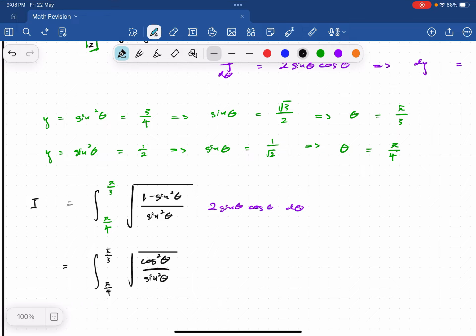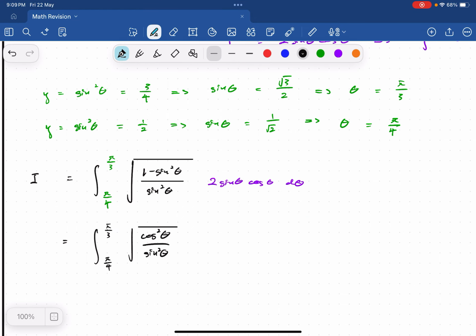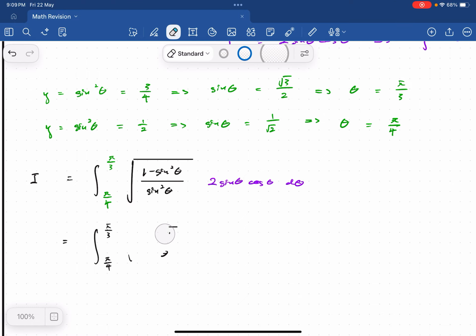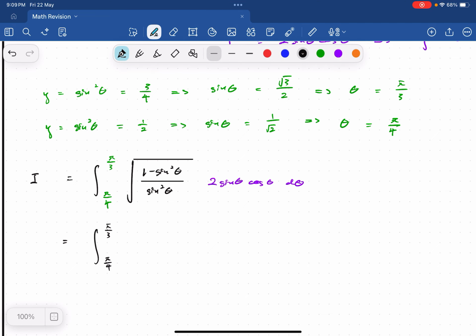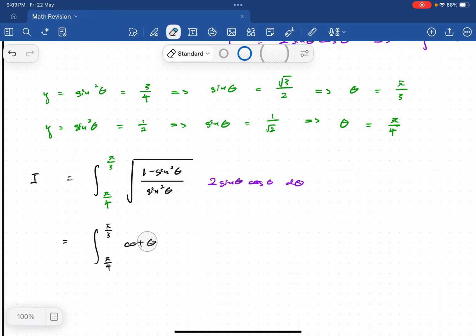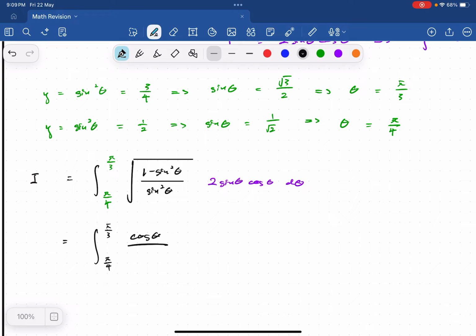So I'm just going to skip a bunch of steps now, and I hope you can see that basically, what is cos squared theta over sine squared theta? Cos squared theta over sine squared theta is cotangent squared theta. So this will be cotangent squared theta. What is the root of cotangent squared theta? Cotangent theta. Okay, what is cotangent theta? Cos theta over sine theta.